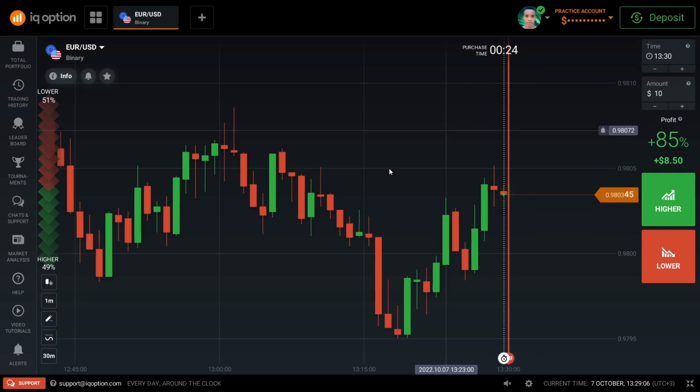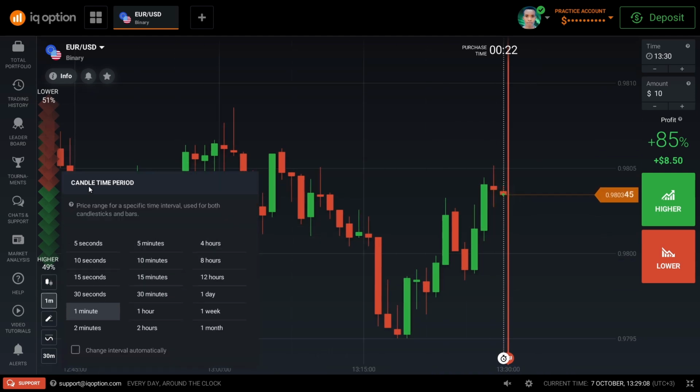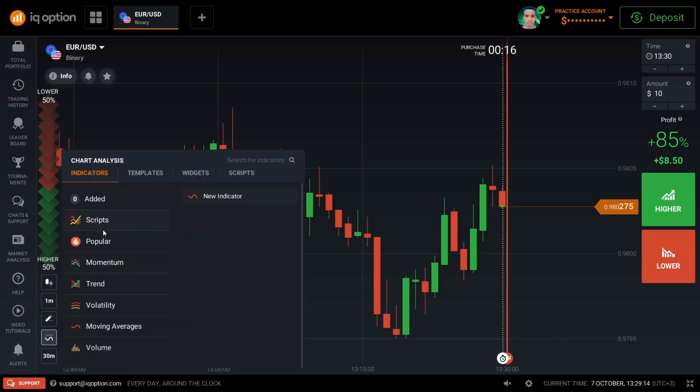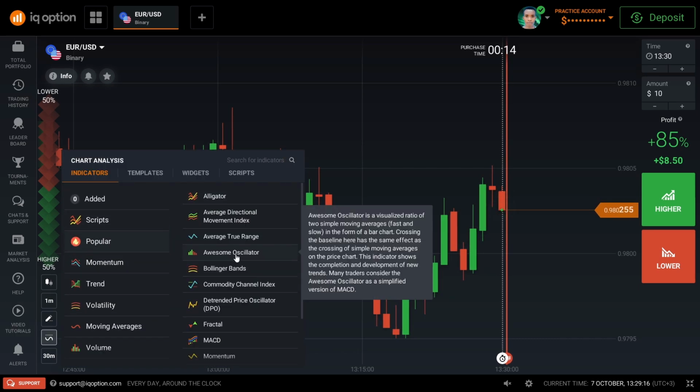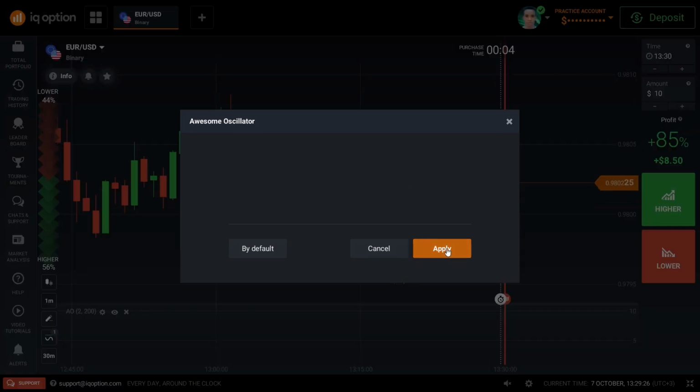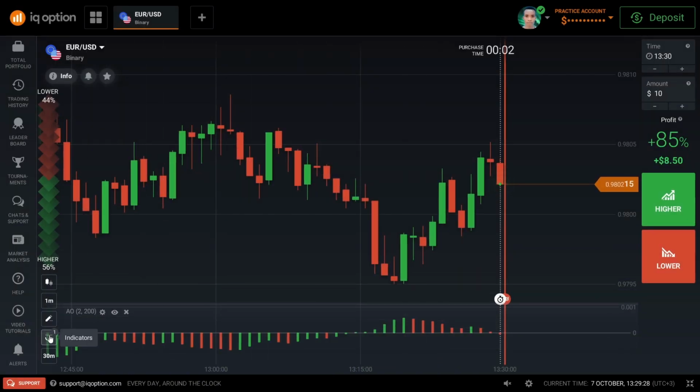And let me get started. Here at the candle time period, I want to use 1 minute. It worked perfectly at 1 minute. Indicator, I want to use a popular indicator. One of these, I want to use Awesome Oscillator. At slow period, I want to use 2. At the fast period, I want to use 200. And I want to apply, okay.